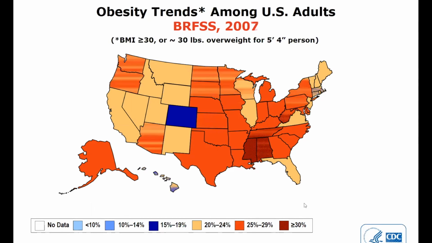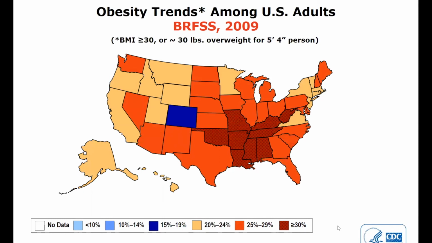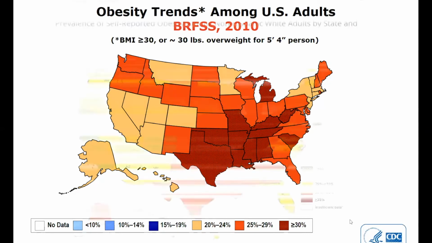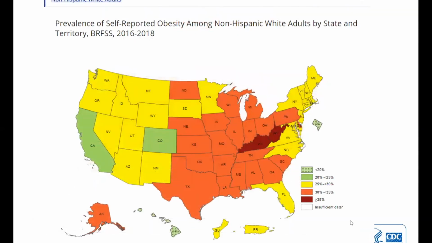2006, 2007, 2008, 2009, and 2010. So this is the last map that the CDC has put out. However, they have other maps available for different ethnic or different races. And this is data from 2016 to 2018 showing the obesity rates of non-Hispanic white adults. And notice here there is a new category where greater than 35% of the population is obese.